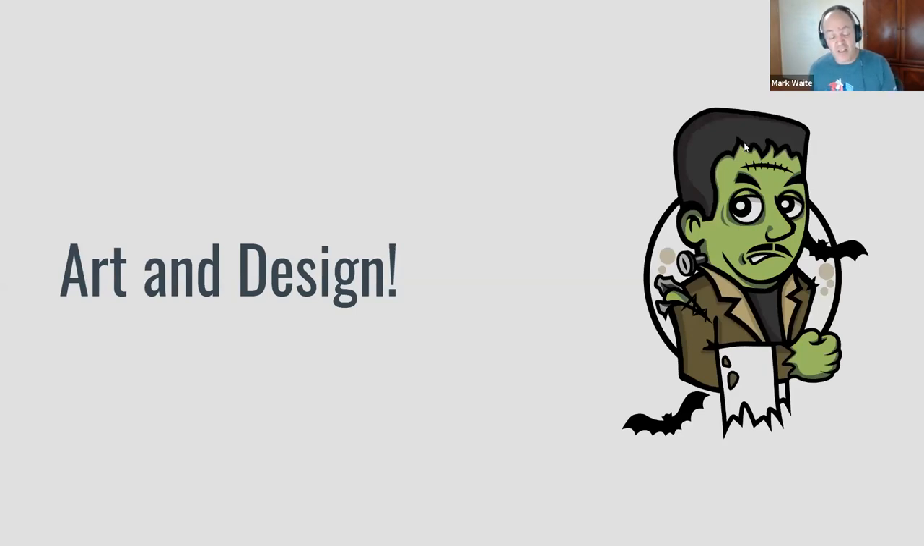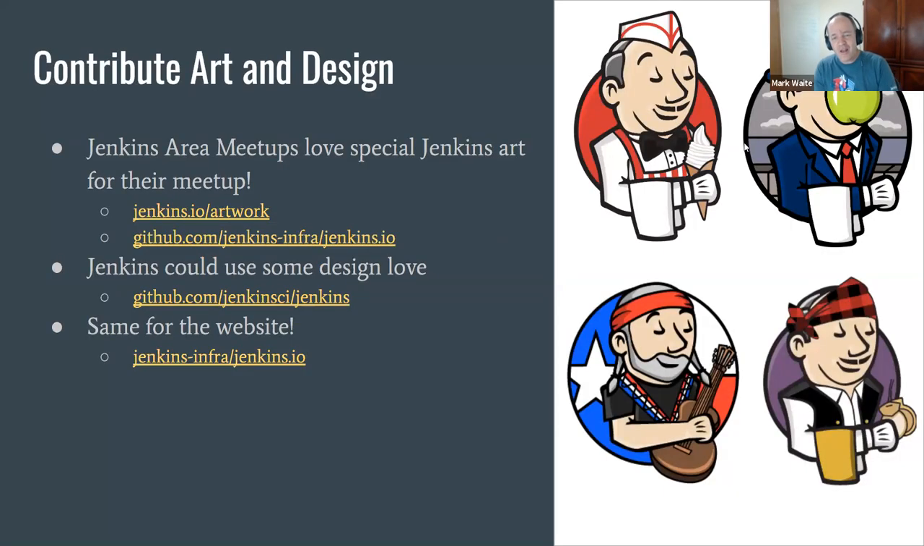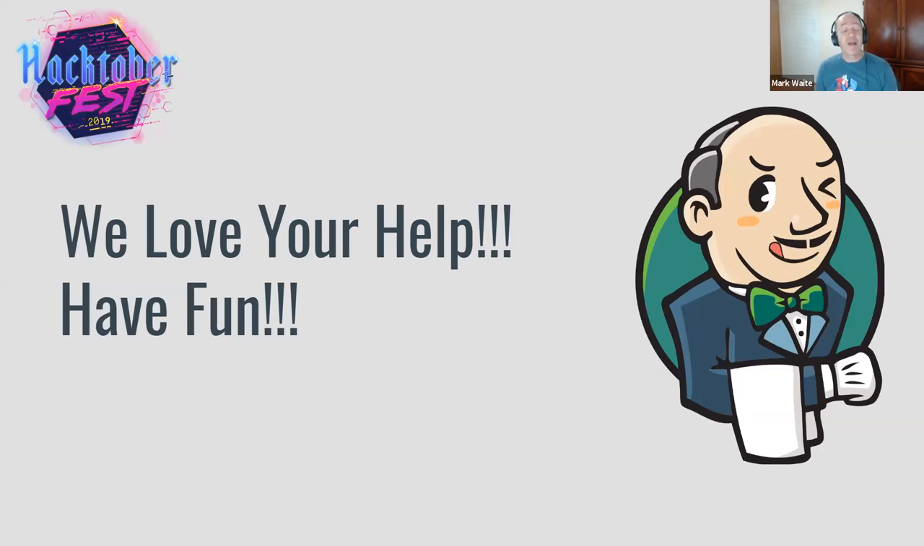Maybe you're a graphic artist. We need art and design. You'll see here on the right some examples of Jenkins area meetup artwork that the meetups have loved having as a way to highlight their unique differences, their unique contributions. On the right, we've got an image from the Belgian Jenkins area meetup, another one from Austin, one from Spain, all part of creating artwork. We'd love to have your help, and we're delighted to have you help us during the month of October and beyond.